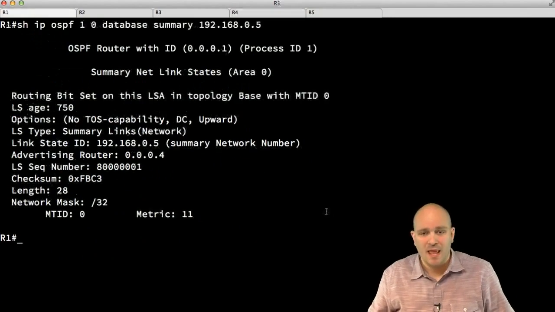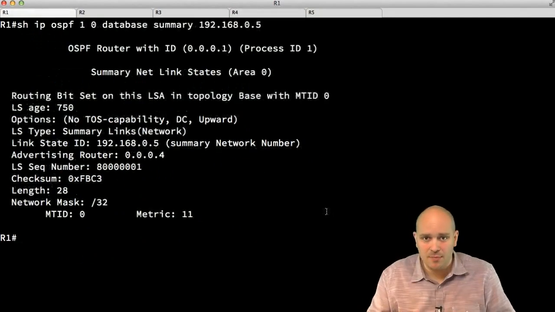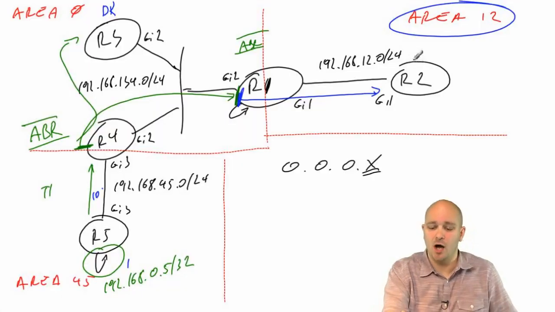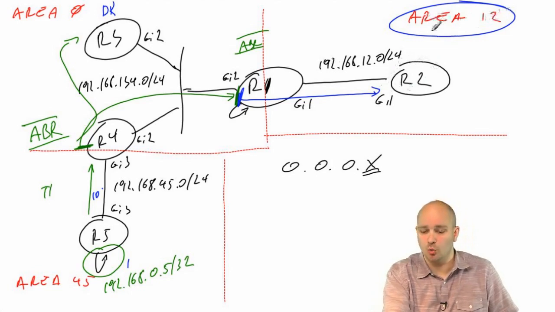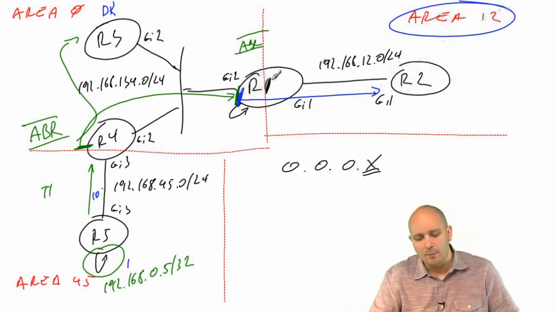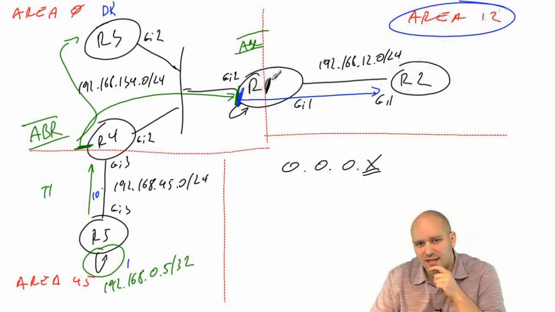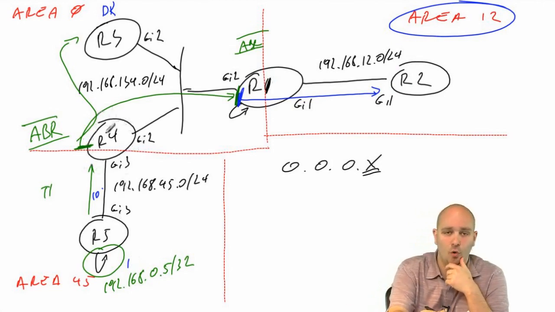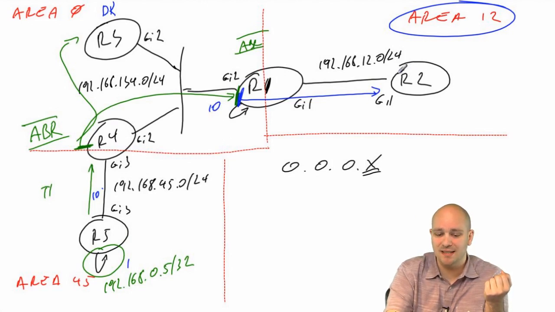injected by R4. But let's take a look at this same LSA now on R2. If we take a look at our network diagram, R2 is in area 12. So what we should be seeing here is the LSA coming from R1. But what is going to be the cost on this LSA? What do you think? Well, let's try to calculate. We know that R4 is advertising the cost of 11. So what is R1's cost to reach R4? Well, this link here also has cost 10. So what we should be seeing here is the cost of 10 plus 11, that is 21.